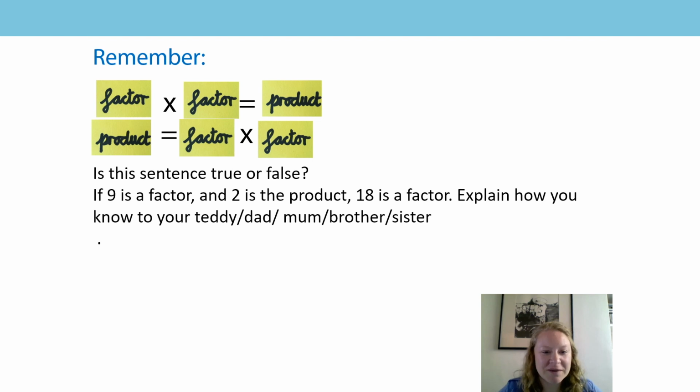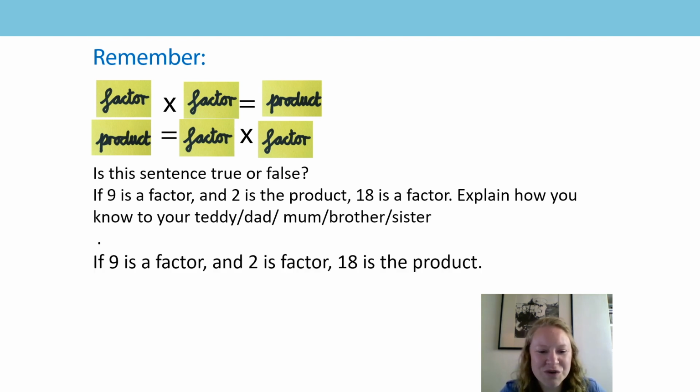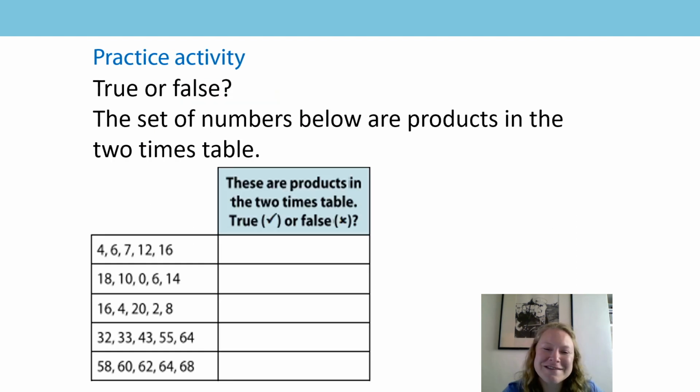What did you think? True or false? It's false, isn't it? Well done. It's false. What do you think the person has done? Can you work out what mistake they might have made? I wonder if you realised. They've mixed up the language, haven't they? So if 9 is a factor and 2 is a factor, 18 is the product. Well done everyone, you've worked so hard today, you've done brilliantly.